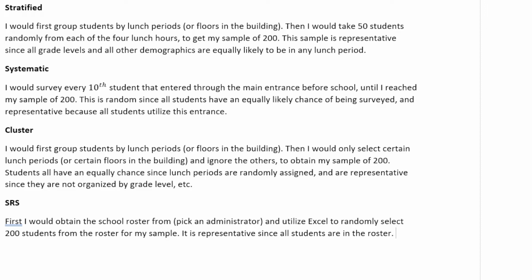You could literally always talk about a hat if you wanted to when defining this one. You'd say, I would put all students' names in a hat, or you'd say I'd use a random computer selection program, or you can be specific and say, because Excel does that. That one's the easiest one to answer.